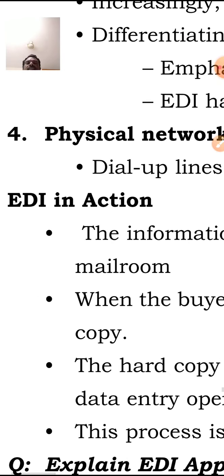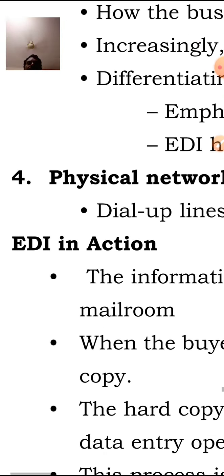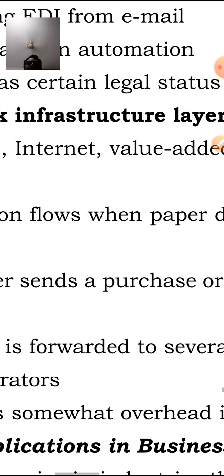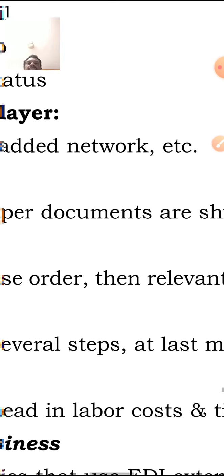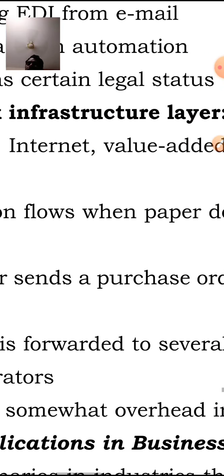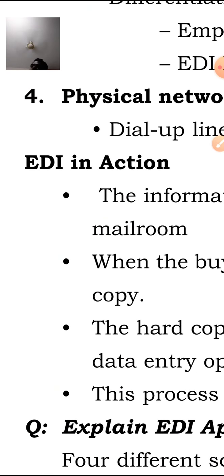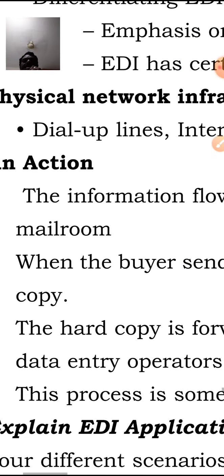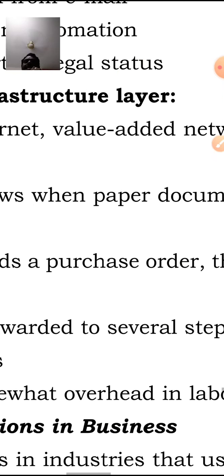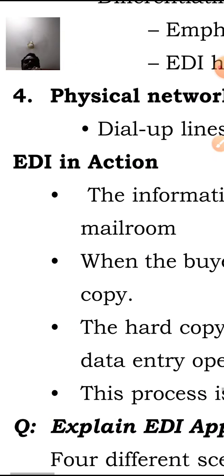Then the fourth one, after the third layer, is the physical network infrastructure layer. The physical network infrastructure layer will connect different business organizations. It connects different companies which are available worldwide or internationally, with the help of network mechanisms. That network may be dial-up lines, the internet, value added networks, or other networks also.